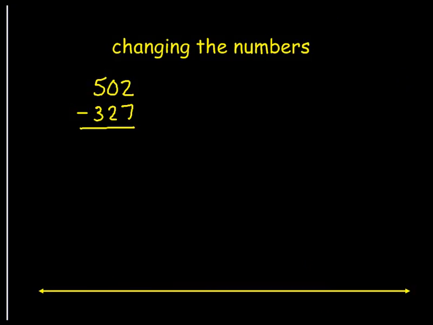The next strategy is changing the numbers. What we're going to do is keep from having to do any regrouping at all. We're going to shift the numbers on the number line. So right now, I've got 327 and I've got 502, and they are a specific distance away from each other. What I'm going to do is take 3 away from this number, but in order to take 3 from this one, I have to take it from this one as well. So all I'm doing is shifting these 2 numbers back 3. They're still the same distance away from each other.